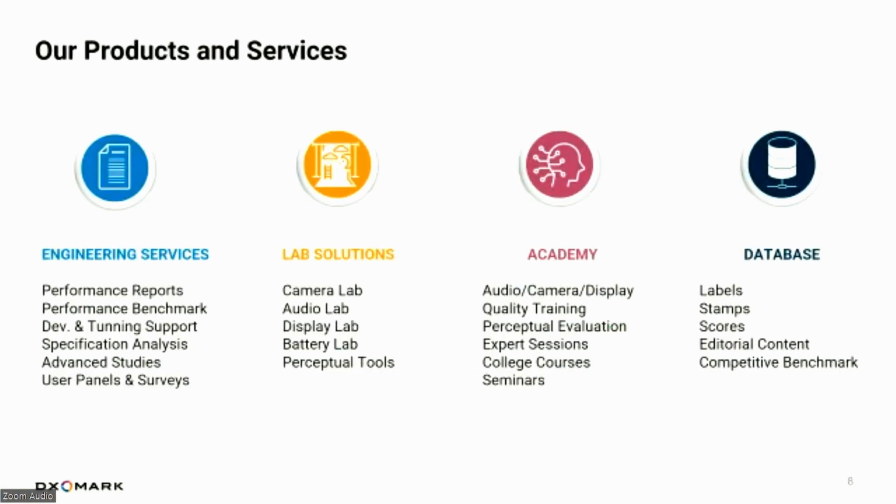Our products and services basically are categorized in 4 categories. We have engineering services. So basically we provide test reports of the products that our customers send us. That could be prototypes or finished products. We also do performance benchmarks. Basically, we can assess the performance of their product against a range of competitive products. We can also help them develop and tune the products, especially when there is a challenging software tuning in their product. And we also address advanced studies when there is a specific topic to be addressed with our customers.